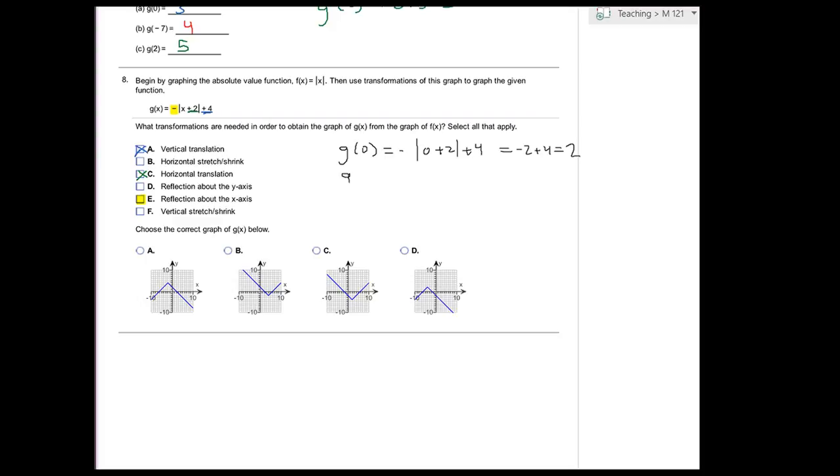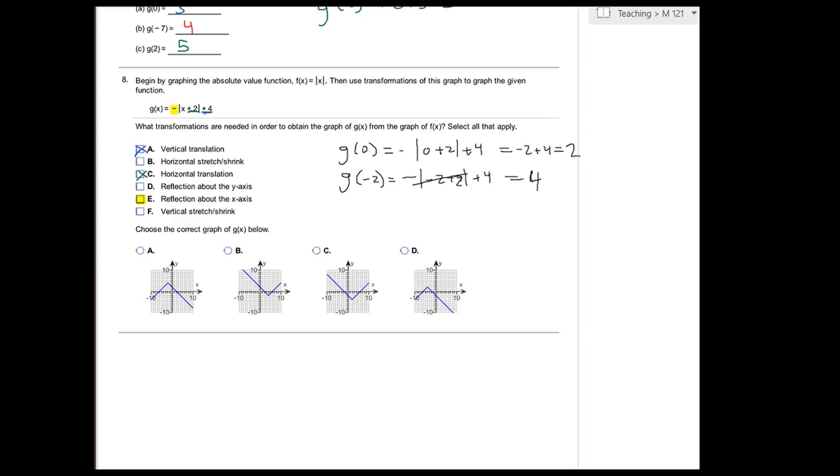What about g of negative 2? That's a good example there. That's negative 2 plus 4 plus 4. This all drops off, so that's going to be, oops, should be 2. So that's going to be 4. G of negative 2 is 4.